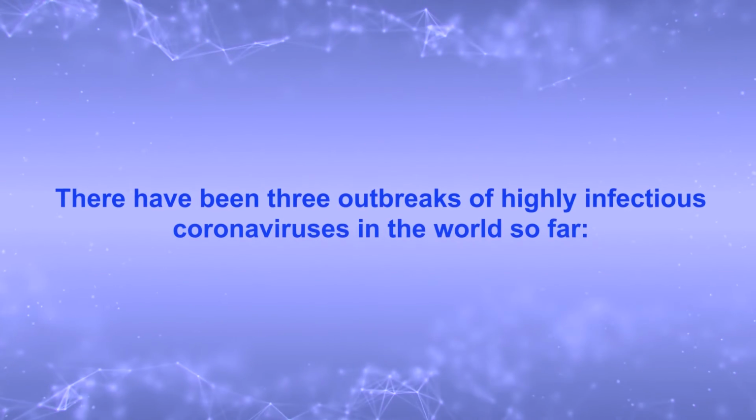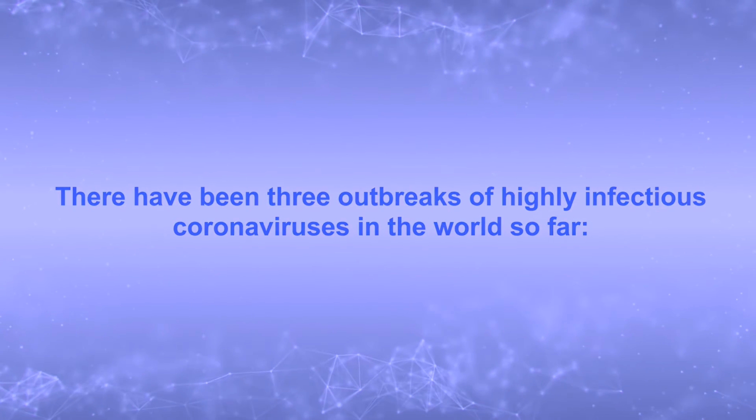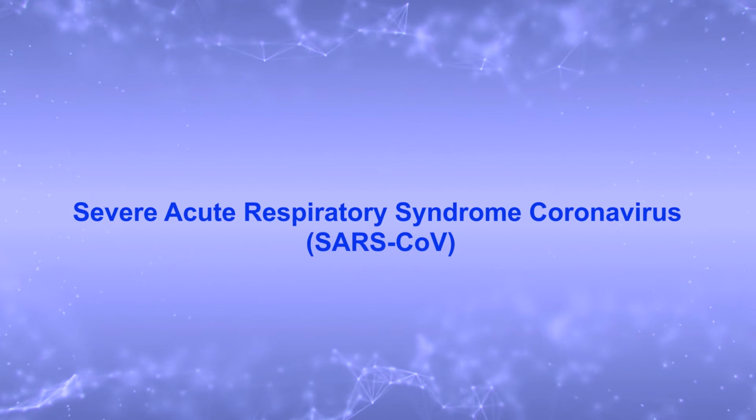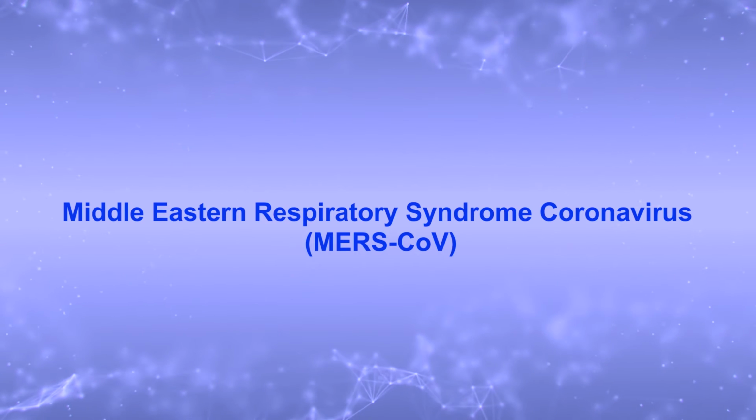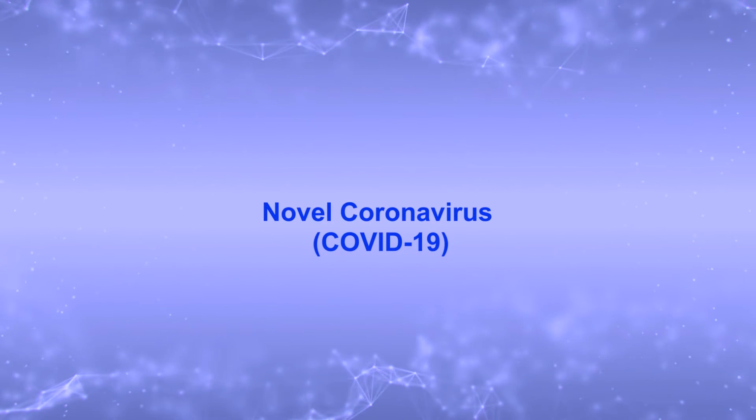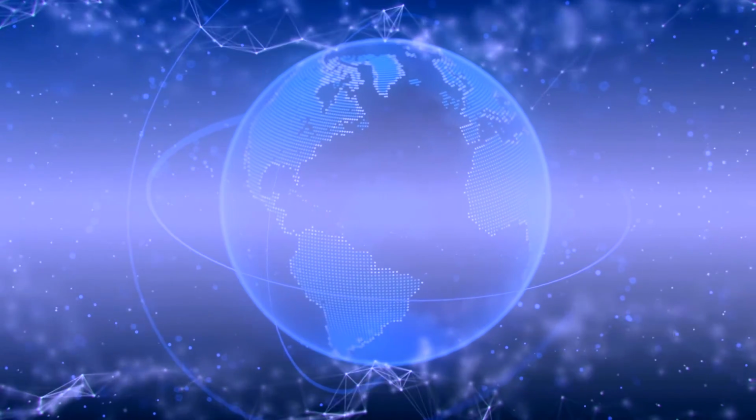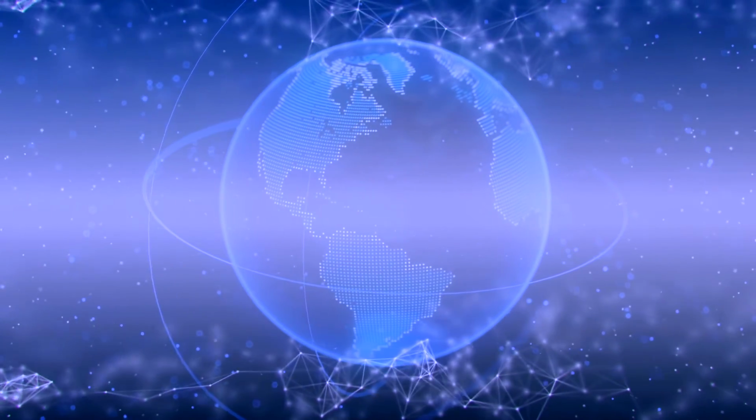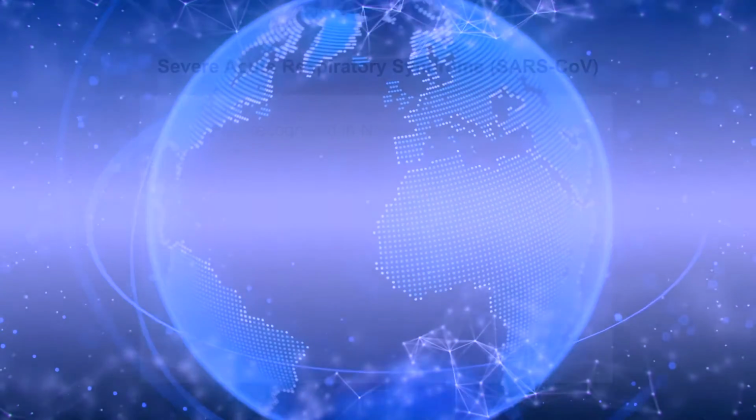There have been 3 outbreaks of highly infectious coronaviruses in the world so far: the severe acute respiratory syndrome coronavirus, SARS-CoV, the Middle East Respiratory Syndrome coronavirus, MERS-CoV, and the novel coronavirus COVID-19. These diseases have been occurring through inextricably linked ecosystems and the impacts of climate change and massive population growth, leading to human-animal conflict. The spread has been aided by international travel.